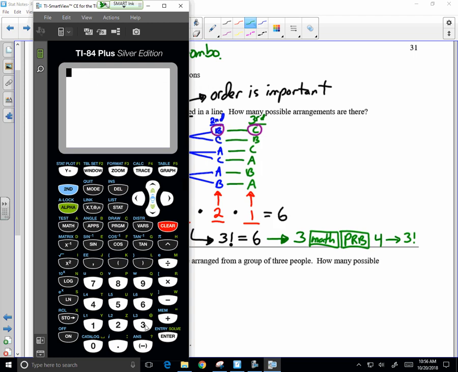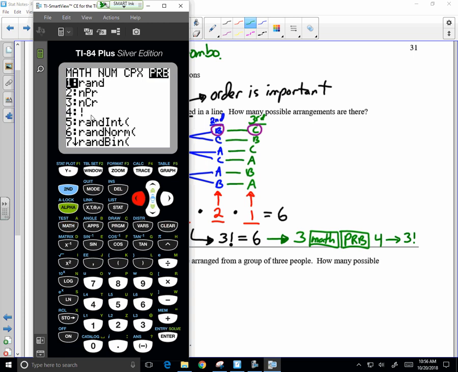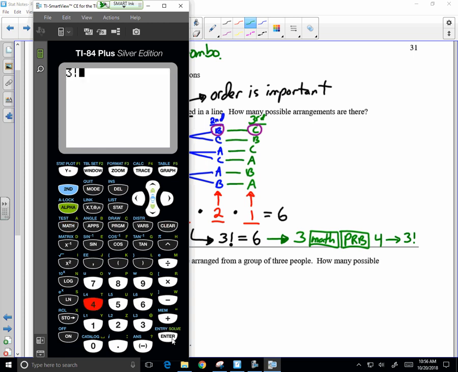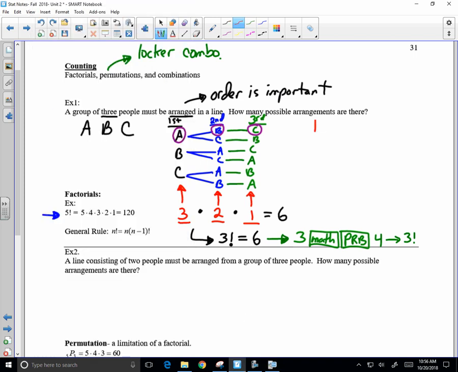So I put in the first number, the 3. I want 3 factorial. Math, probability, option 4, the exclamation point, and hit enter, and you get the 6. All right. So now if there's 30 people, we would say 30 factorial.